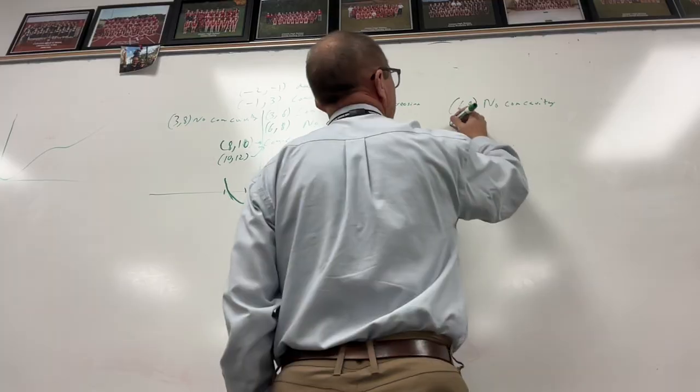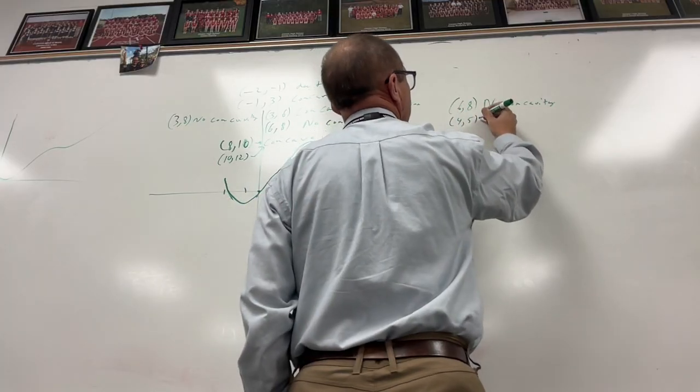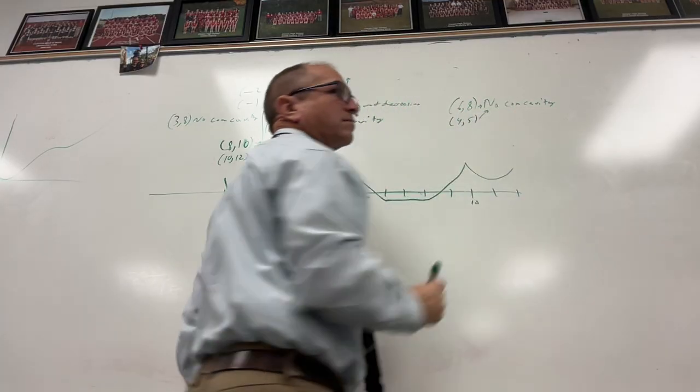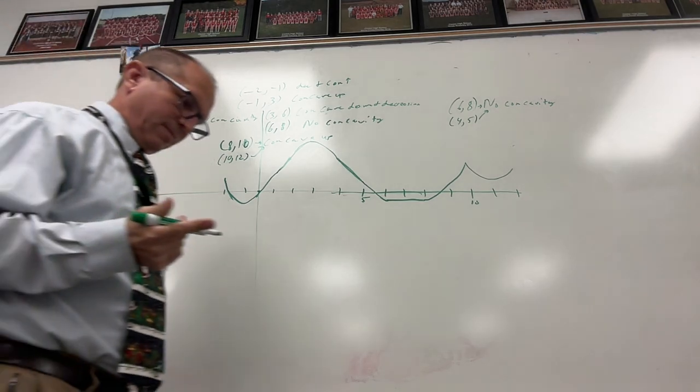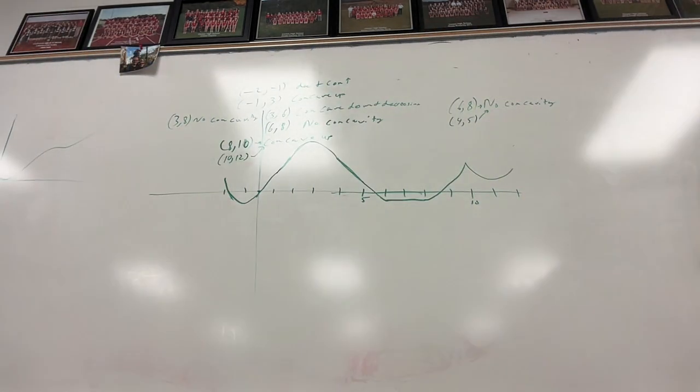Would it not be 3? No, because 3 is still moving. Okay. And then from 5 to 6, it does have concavity. Right in there. All right. So 5 to 6, we do have concavity. Concave up. And you're saying it's concave up. I think so. And it is concave up.